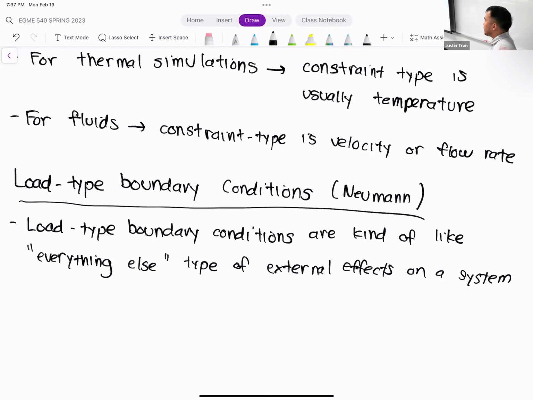Another way you can think of it is that Neumann boundary conditions, of course, are going to have an effect on the primary solution variable. You apply a pressure or a force on a physical system, it's going to affect its deformation, but it doesn't do so in a direct way. It does so in an indirect way, where you have to apply it to the governing equations as well.